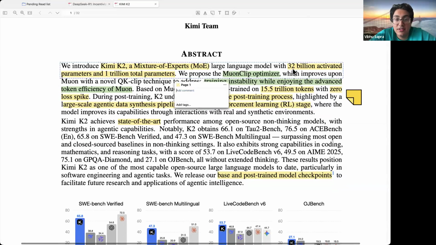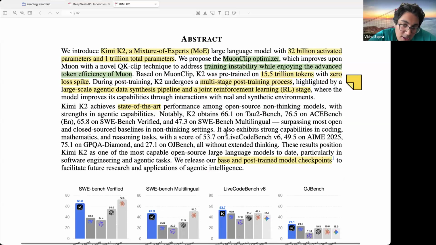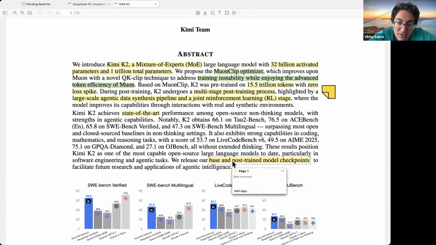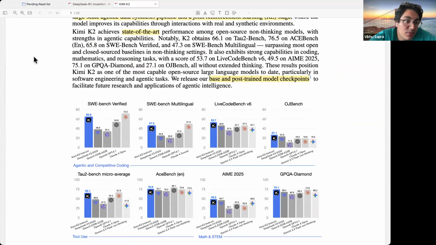And it's very sparse, so it should be cheap for people that host it for inference. On everything else, it's pretty good. It's very open source. They give the base model and post-train checkpoints. It's nice, they do base model evals as well.